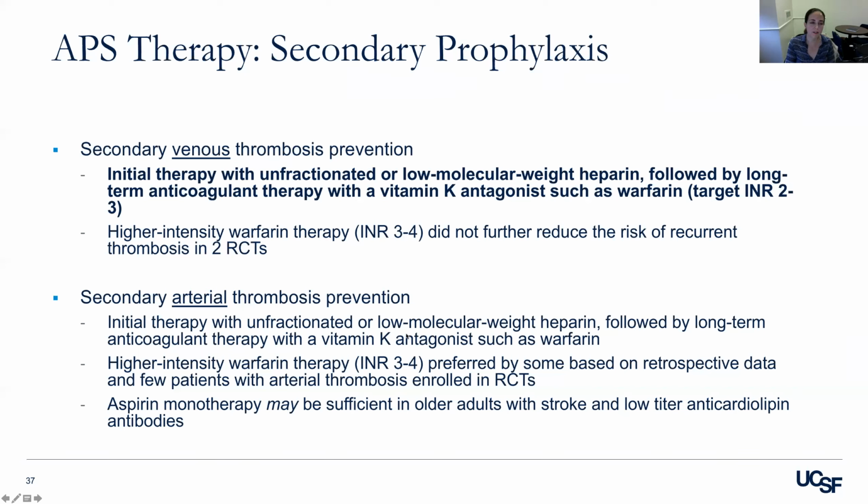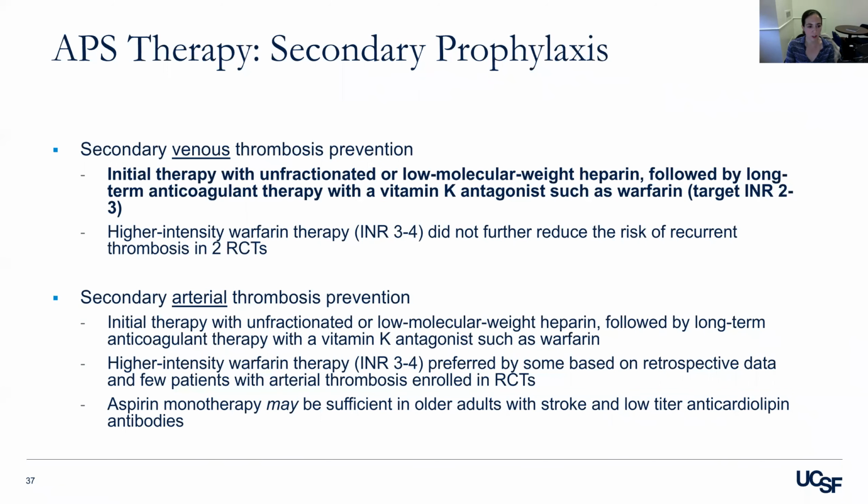So based on the data that we have, how should we think about secondary prophylaxis in patients that have antiphospholipid syndrome? So for patients who have had venous thrombosis and we're thinking about secondary venous thrombosis prevention, there are clear guidelines and good data to recommend initial therapy with either unfractionated or low molecular weight heparin, followed by long-term anticoagulant therapy with a vitamin K antagonist. So it's just warfarin with a target INR of 2 to 3. And then, as I said, the higher intensity warfarin therapy of INR 3 to 4 didn't further reduce the risk of recurrent thrombosis in the randomized control trial that I showed you, in addition to a second one.